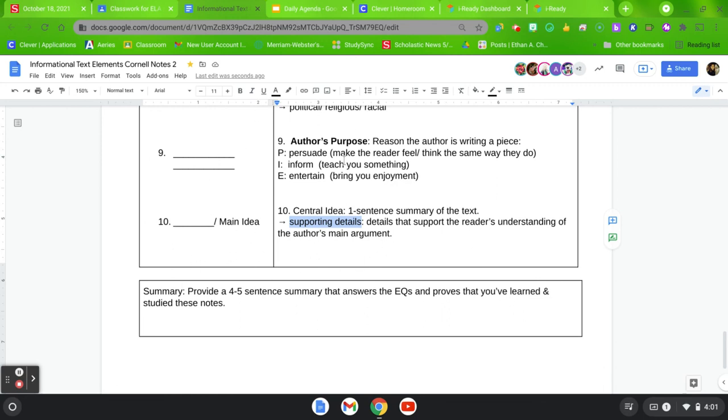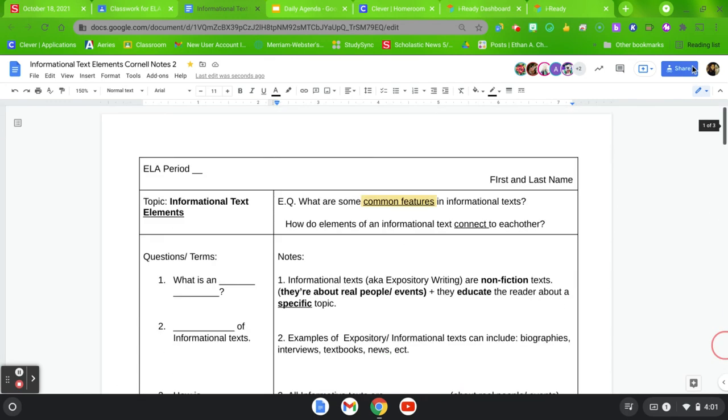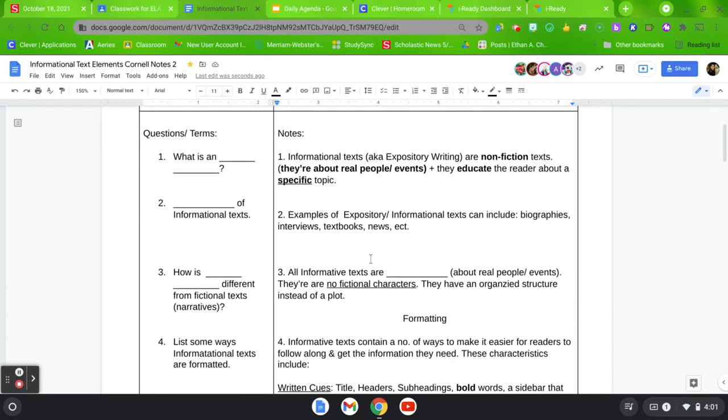So now that we've gone over this, I need you to write a summary of 4 to 5 sentences that answer the 2 essential questions that we learned at the beginning of these notes. What are some common text features or graphics that you would see in an informational text? How do the elements of an informational text connect to each other? Okay.